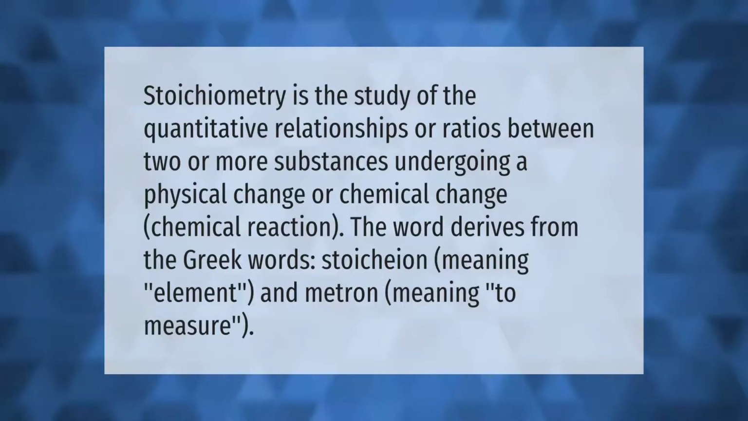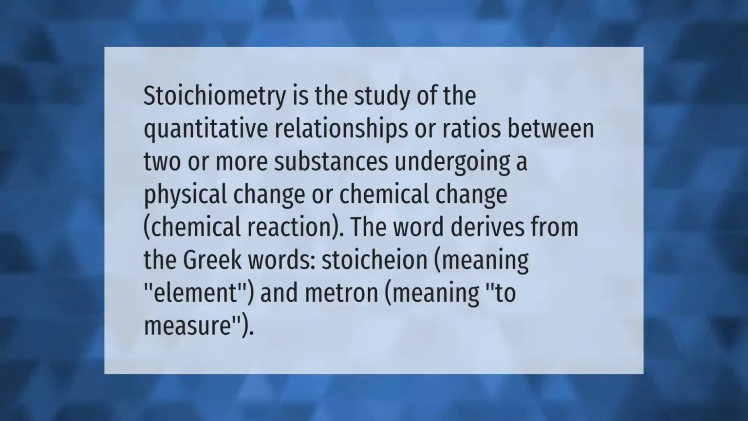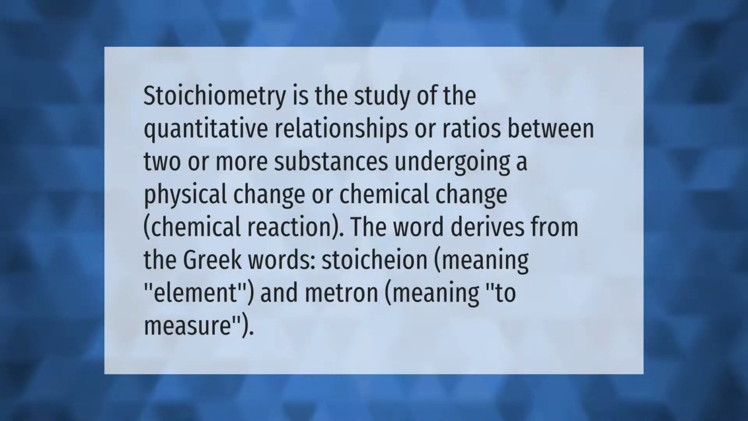Stoichiometry is the study of the quantitative relationships or ratios between two or more substances undergoing a physical change or chemical change, chemical reaction. The word derives from the Greek words, stoichion, meaning element, and metron, meaning to measure.